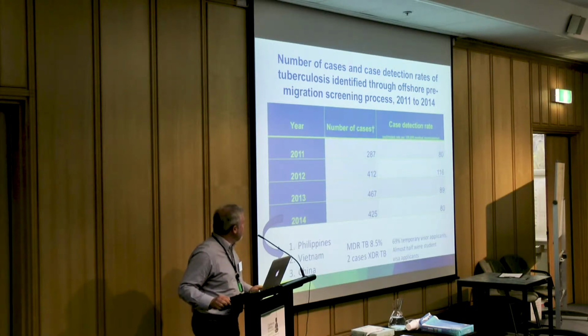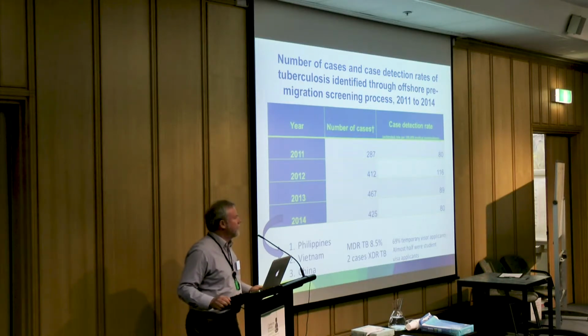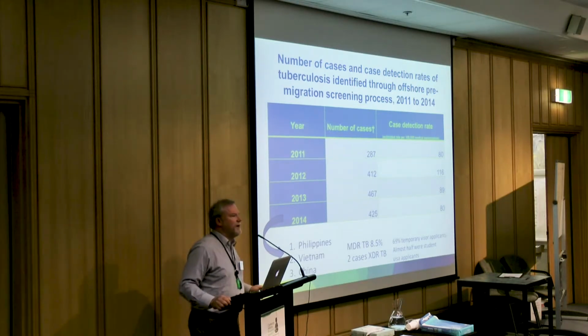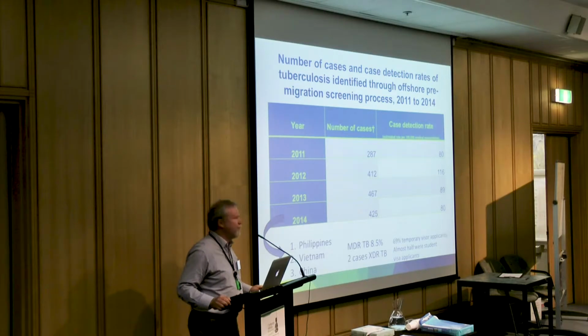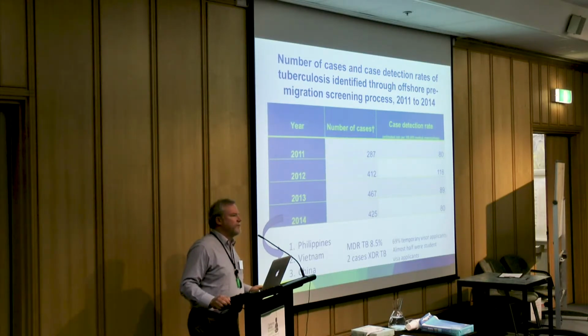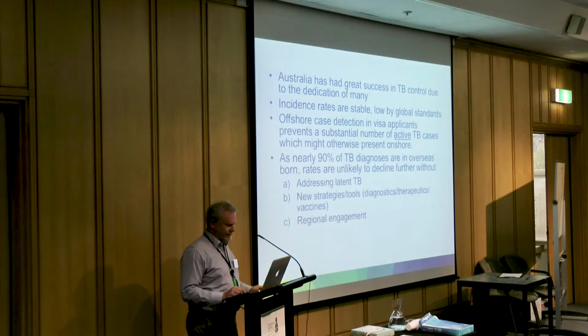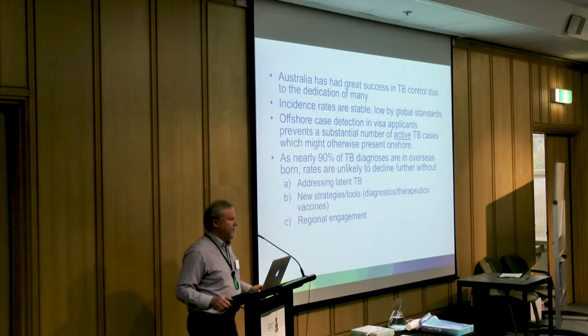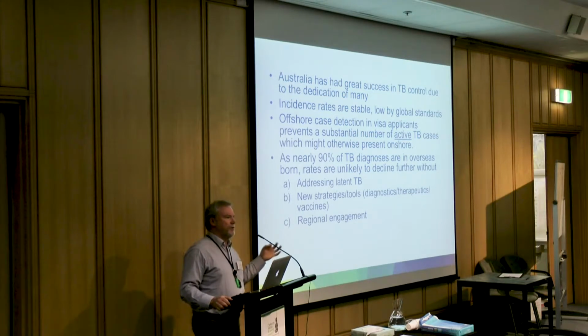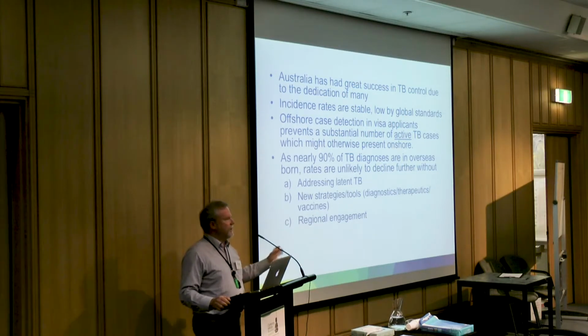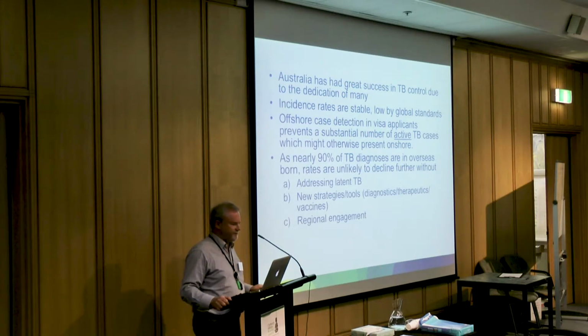If you look at 2014, the top countries where TB was detected in visa applicants: Philippines, Vietnam and China. Interestingly, the rate of MDR-TB in that cohort was relatively high at 8.5%, and there were 2 cases of XDR detected by the screening program. And of these visa applicants, almost 70% were for temporary visas, and half of those were for student visas. So I think it's important to touch a little on the burden of TB in our migrant population and those who've come from other countries, to look at how we might approach it in a strategic sense.